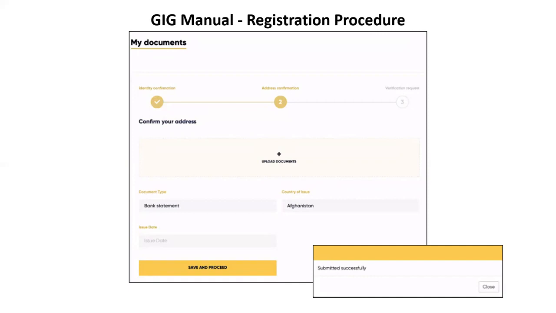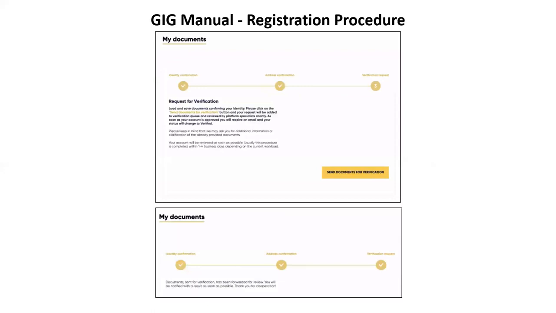Under document type, you must make a selection of the type of document or account you're going to upload. It can be a phone bill, utility bill, bank statement, etc. Under country of issue, select the country where the document or account statement was issued, the one that you're about to use. Under issue date, fill in the date of the document or account in question. Finally, click Save and Proceed. And after this, once again, you'll get a confirmation of the successful submission of the address document.